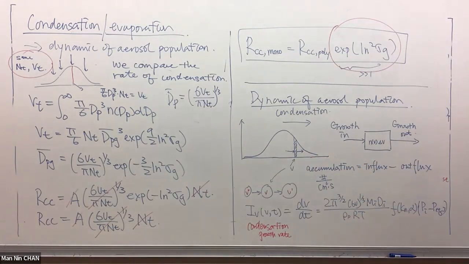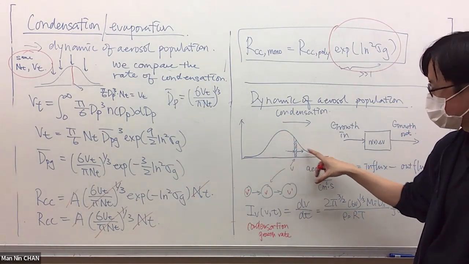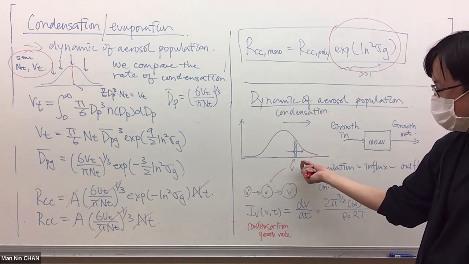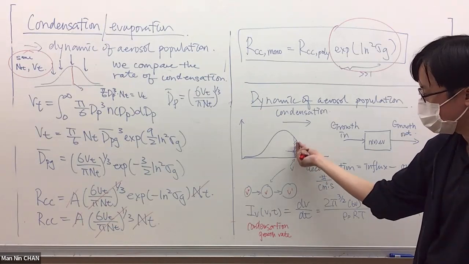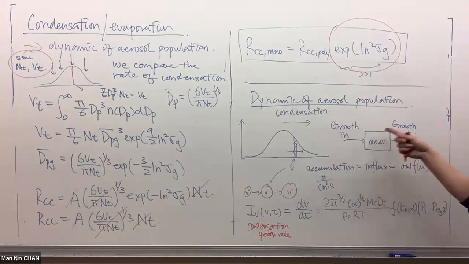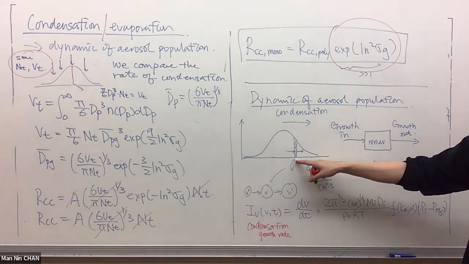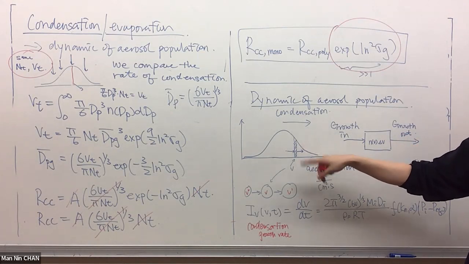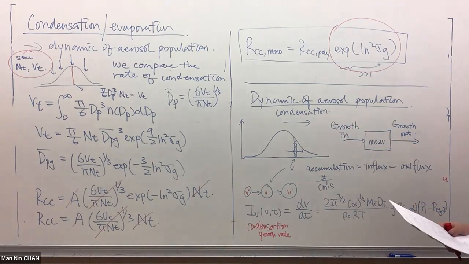The only thing we are now interested in is, when this condensation happens, your size will change. And also for different size bins, your number concentration will change. That will depend on your growth in and growth out, at different size bins. So the number concentration can change due to this condensation process.